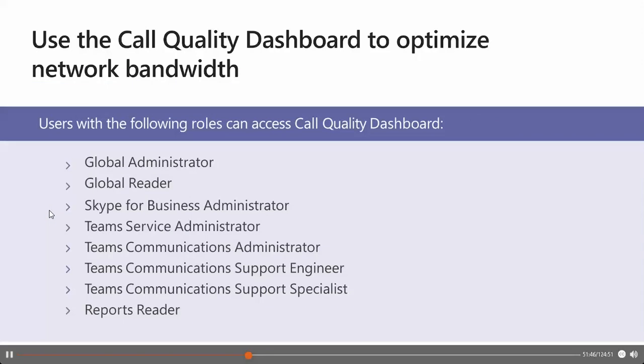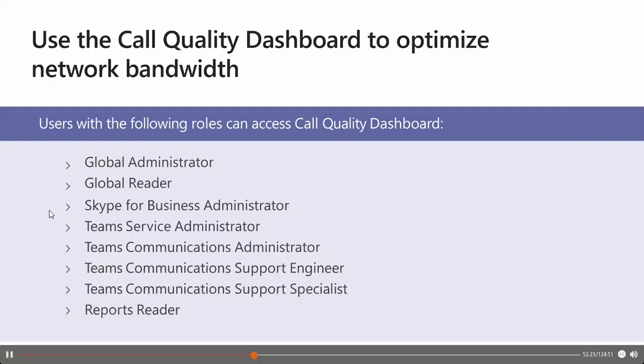Where call analytics is designed to help admins and help desk agents troubleshoot call quality problems with a specific call, the call quality dashboard, the CQD, is designed to help Teams admins and network engineers optimize the network. So CQD shifts the focus from a specific user and instead looks at aggregate information for an entire Teams organization.